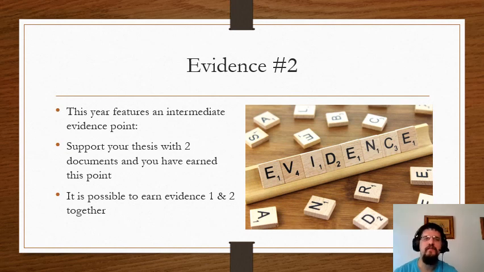Evidence 2 is an intermediate point. It did not exist in the original format. Evidence point number 2 requires you to use 2 documents to support your thesis. That's where you have the therefore, the this shows, the thus demonstrating sentence. You tie documents 1 and 2 to your thesis. Or you tie documents 3 and 4, or document 1 and 5. I don't care which documents they are. You do it with 2 of them. You tie them to the thesis. You get the points. Okay. That simple.